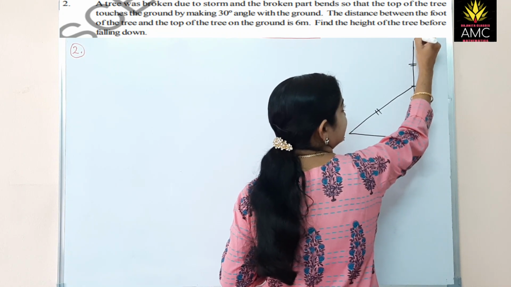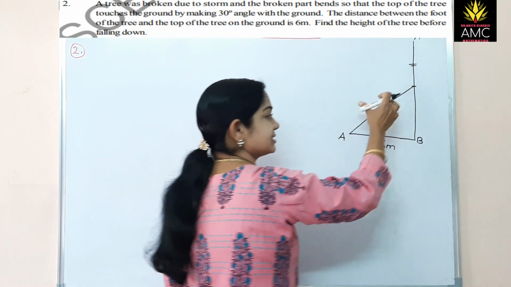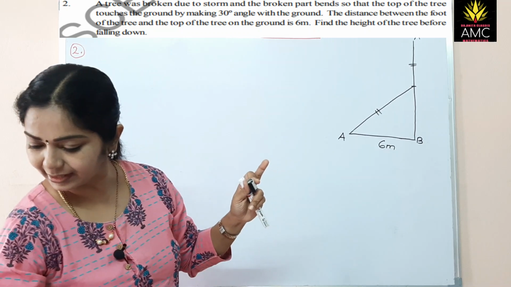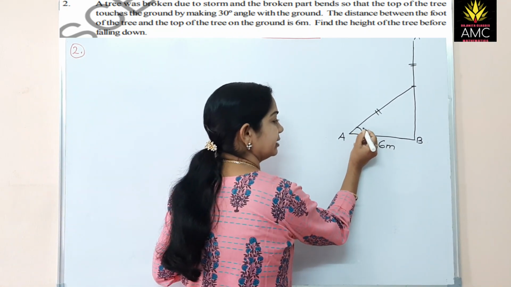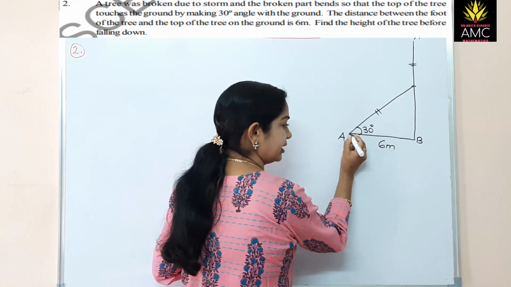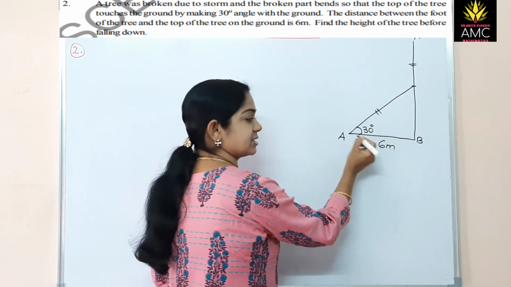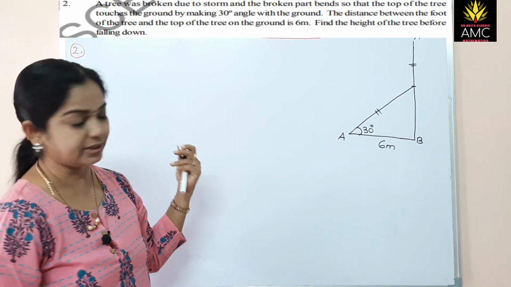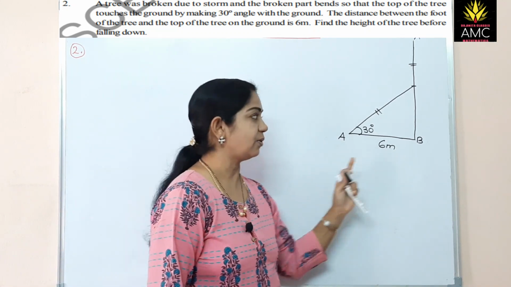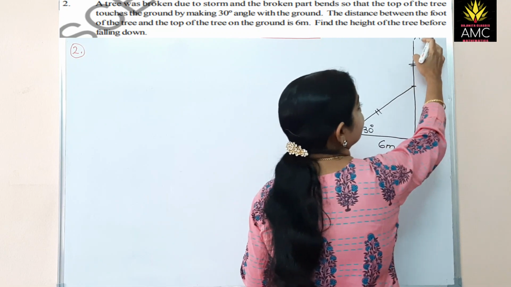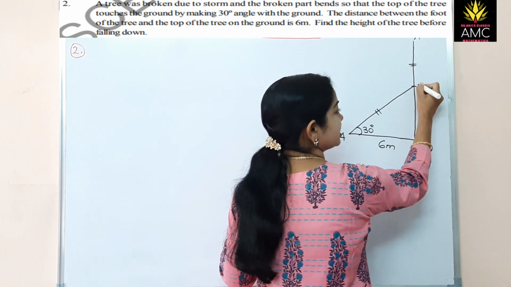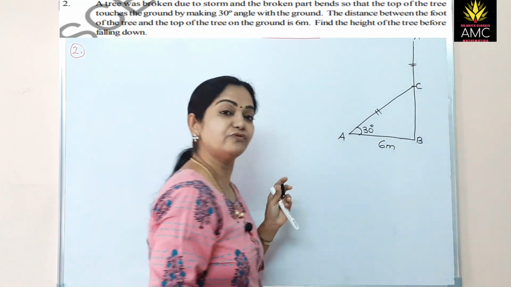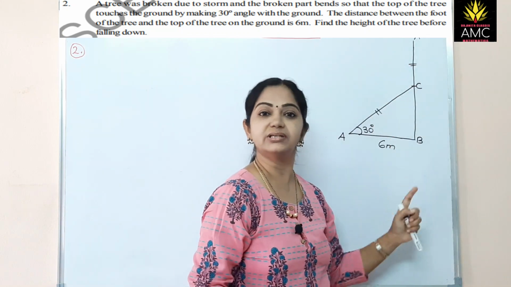Why? Because this part is the broken part which has been touching the ground and it is making an angle, the angle given as 30 degrees with the ground. This information is given, and where did the broken part fall? It is 6 meters away from the foot, from the ground. So this is 6 meters. Now it is asked to find the height of the tree. The height of the tree is the complete AB. Suppose AC is the broken part and this is the remaining part. We have to find the total height of the tree.